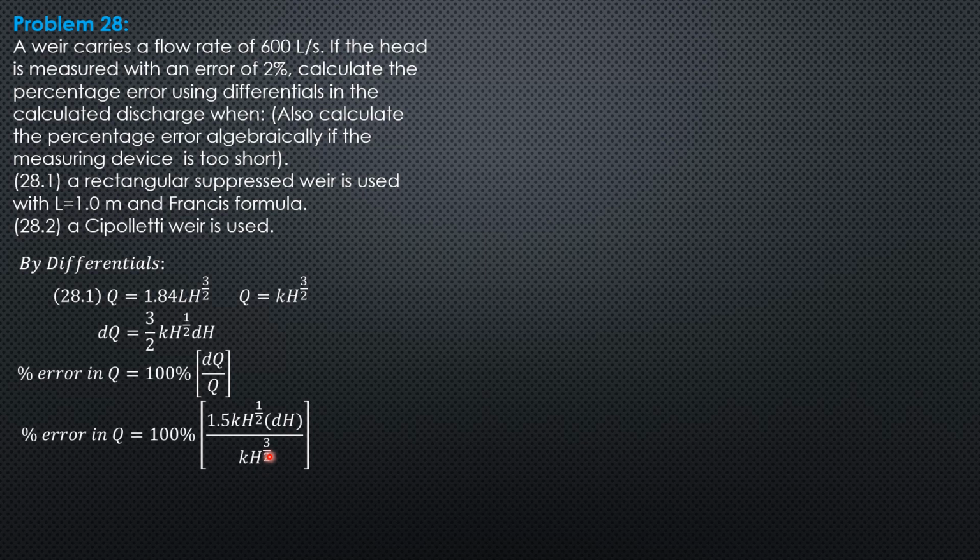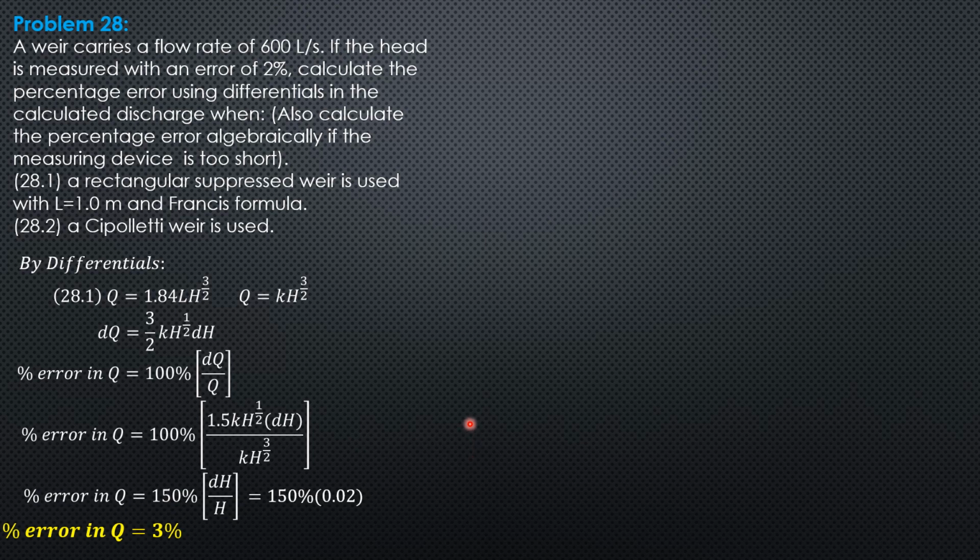And dH over H is 0.02, the relative error in the head. So it is 150% times dH over H, or 150% of 0.02. So percent error in Q is 3%.